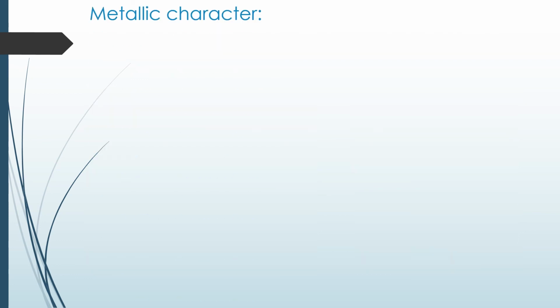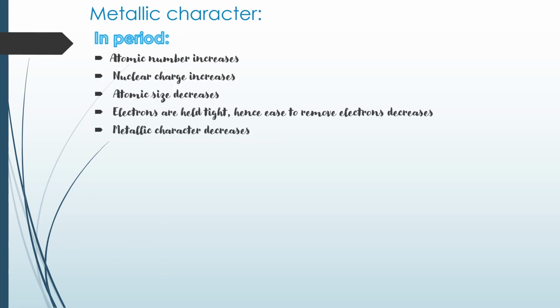Now we are going to see the metallic character trends in detail. In a period, we know that the atomic number increases, the nuclear charge increases, the atomic size decreases, and electrons are held tightly. So removal of electrons is tougher. Hence, the ease of removing electrons decreases. So metallic character also decreases.